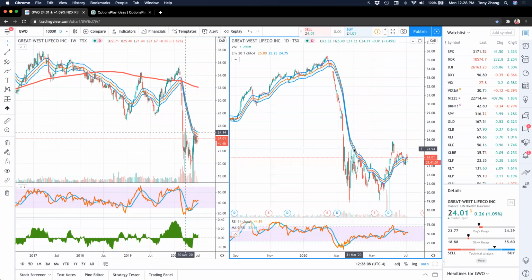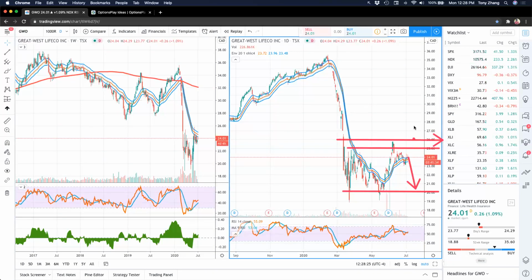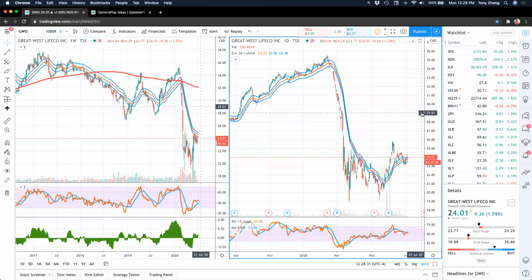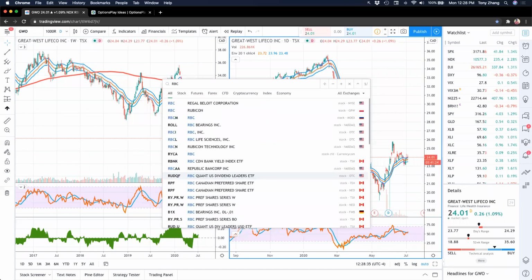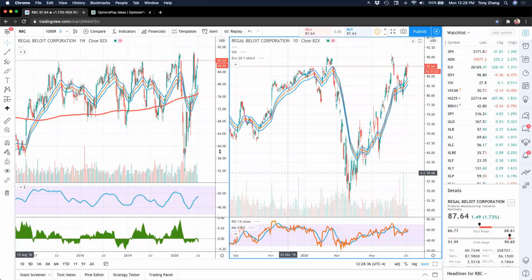On the daily chart, you have what I would consider a very sideways market. It's just sitting between 20 and 25. It's trading near the upper bound of that range, which leads me to believe that it's likely going to revisit the lower bound of that range, unless you can see a breakout here above 26 or so. I would be more on the neutral to bearish side here, unless it can get back above 26 on Great West Life. Jessica wanted to look at RBC.